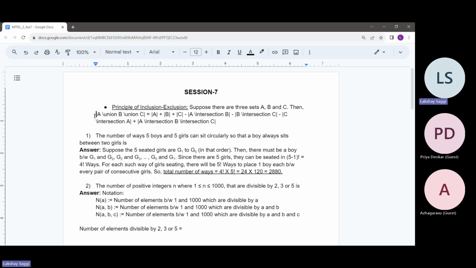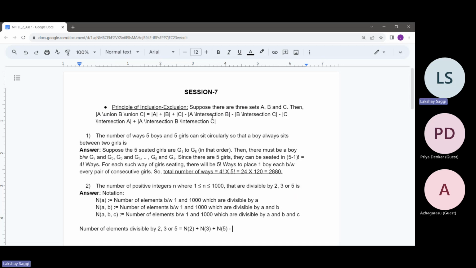To find the number of elements in the set A union B union C, we can use the principle of inclusion exclusion formula, which says we need to calculate the number of elements in A plus B plus C, minus A intersection B, B intersection C, and so on. The set A was the number of elements divisible by 2, so this will be n of 2. Similarly, B will be n of 3, C would be n of 5.